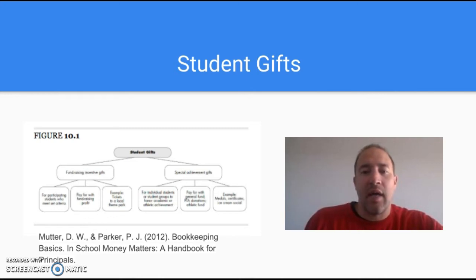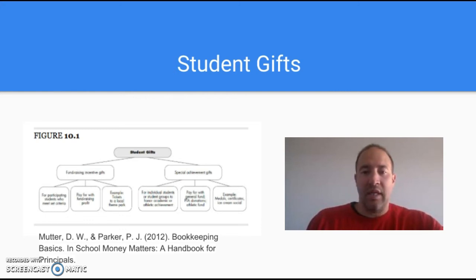The other thing that you want to definitely recognize is special achievement gifts for students. Again, the text says for an individual student or student group to honor academic or athletic achievement. This could be paid for out of the general fund. It could be a private donation. Or if it's an athletic event or activity, then it could come out of the athletic fund as well.